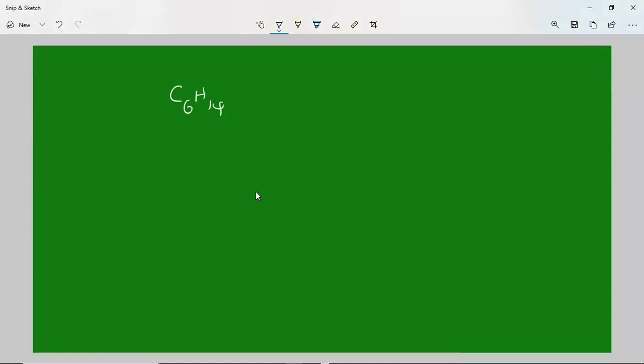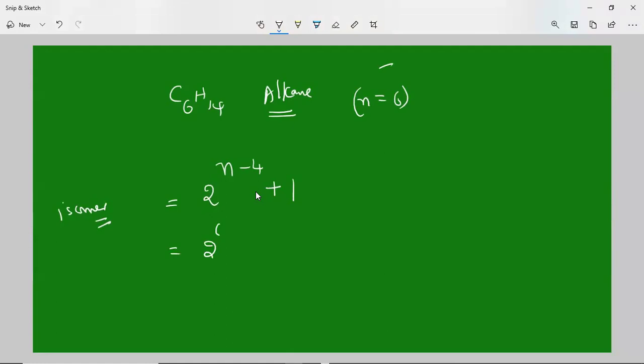Whenever they give this type of alkane having carbon number less than or equal to 7, then you can use a formula to find the number of isomers, that is 2 power (n minus 4) plus 1, where n is equal to 6 in this formula. So the number of isomers possible, we can use this formula. Substituting, that is 2 power (6 minus 4) plus 1, that is equal to 2 square plus 1. 2 square is 4, 4 plus 1 is 5. That means there are 5 isomers possible in alkane hexane.